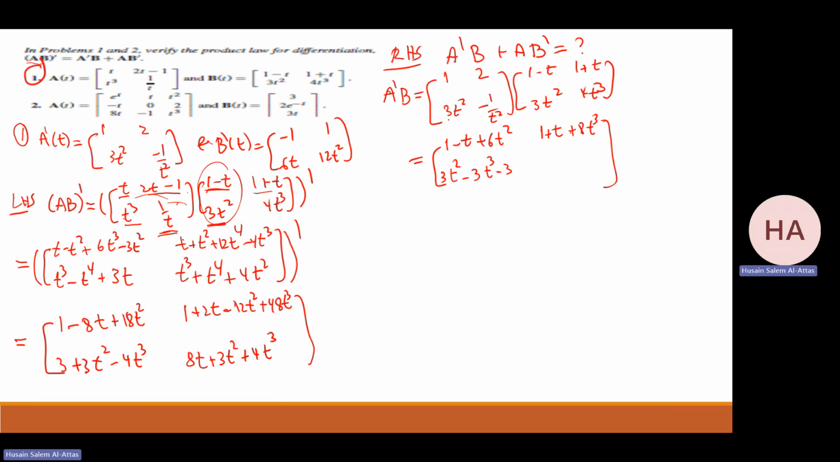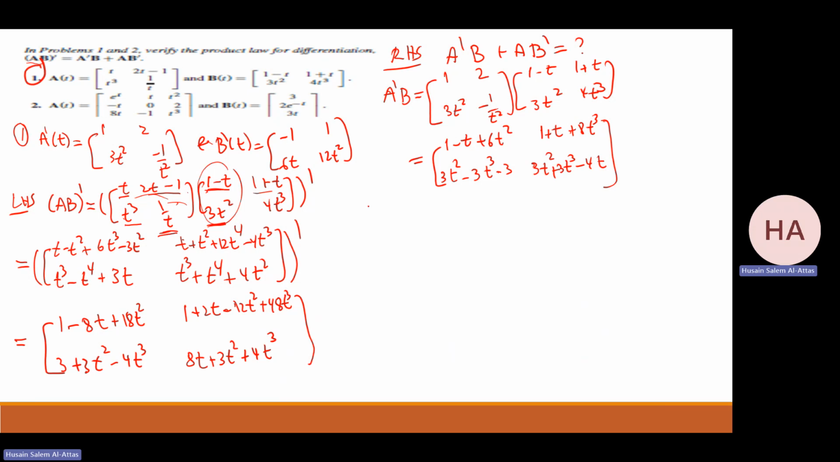Okay, this one times this, I have 3t squared plus 3t cubed minus 4t. Okay, this is A prime B.